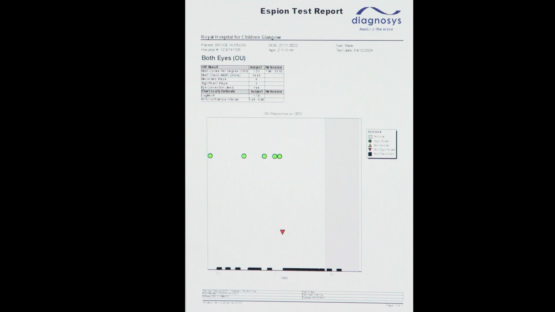And the report for that test shows the threshold here in cycles per degree, which is substantially poorer than is normal for age. Expressing these thresholds in cycles per degree relative to age match reference data is really all that's needed. There is also the option for the far more variable interpretation as a related chart-based acuity.